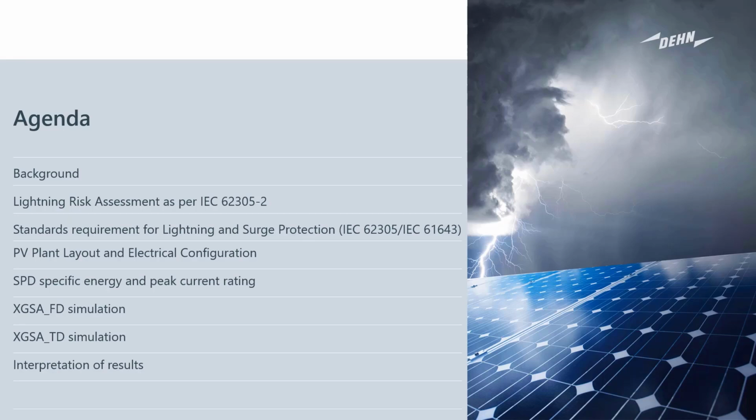The risk assessment portion will mainly focus on the economic loss portion, as this is the most relevant in these type of projects. Then I'll discuss what the standards say in terms of lightning and surge protection for PV plants. I'm using the two most popular IEC standards currently. And then I will move on to the case study itself. I'll show you the layout of the plant, take you through the electrical configuration of the plant and the techniques we used to protect this PV plant.